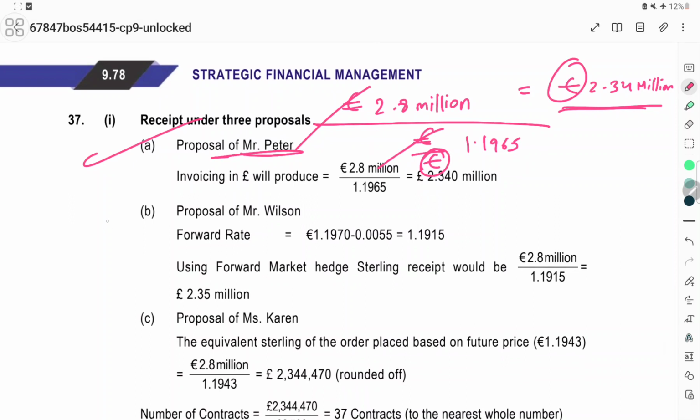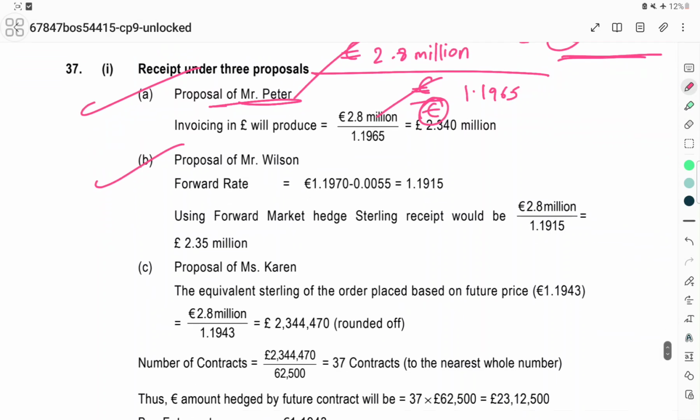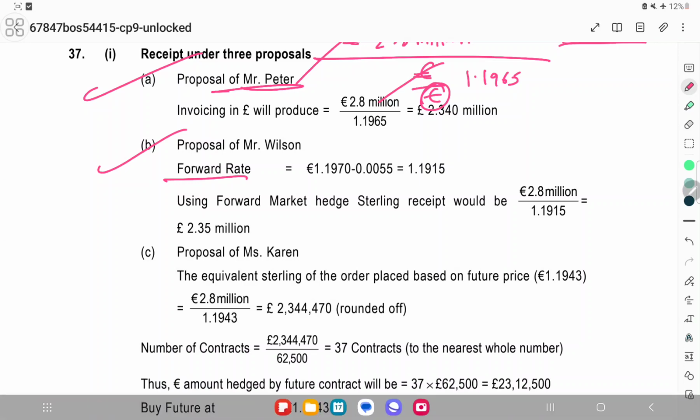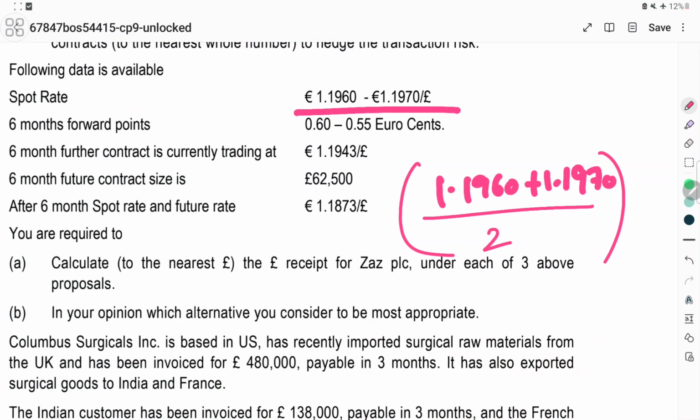Let's see what Mr. Wilson said, and accordingly how much receipt we are going to get according to his proposal. Net receipts. Wilson said to invoice the German firm in euro, their currency, but at the same time, in order to hedge the transaction risk, you enter into a forward contract. So we are going to use the 6-month forward rate they've given us, but they've not given it directly. They've given us the spot, and then the 6-month forward points. If you remember, points in decreasing order. We'll just go back here.